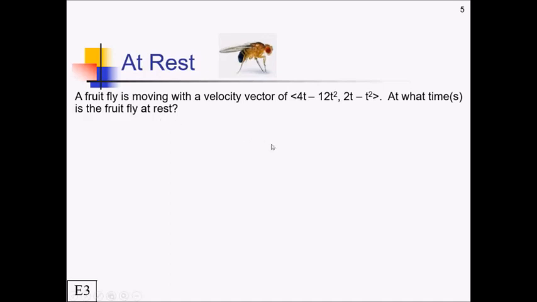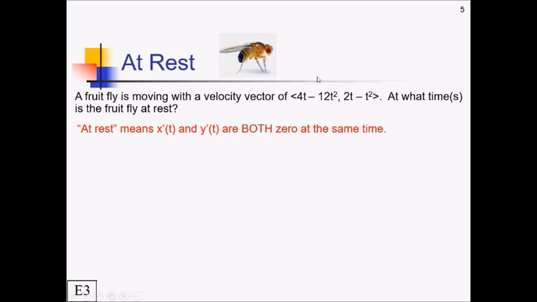Well, with rest, we're trying to figure out where x prime and y prime are both 0 at the same time. So basically figure out when one of them is 0 and then plug those values in to see if they also make the other one 0. Pause the video and give that a shot.